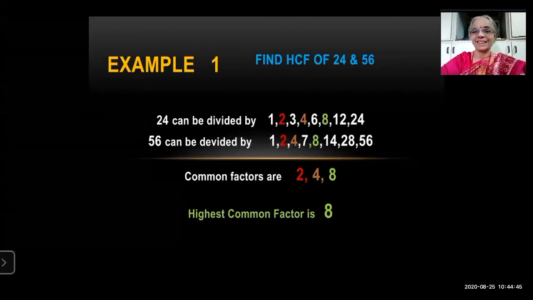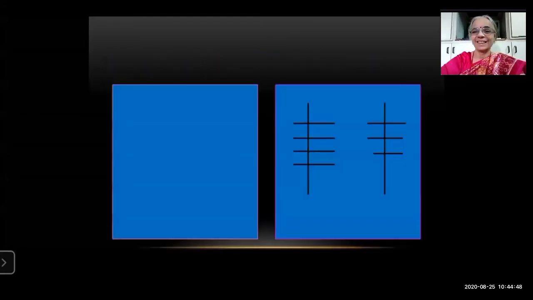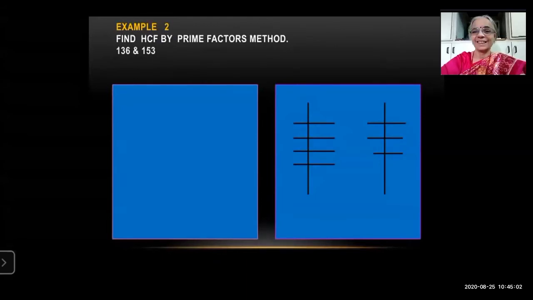Okay, let's move towards the second example. Now children, take out your notebooks and pens, get ready, and for the numbers which I am giving here, try to practice. Find HCF by the prime factors method. The numbers are 136 and 153. So first start horizontally or vertically, whichever you find you can do faster. First 136.